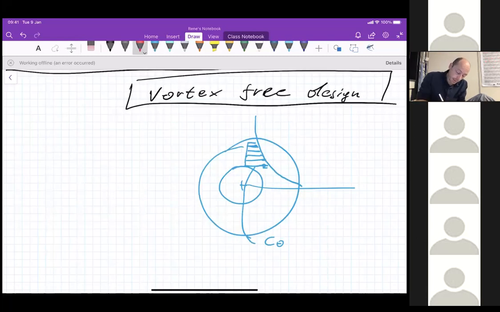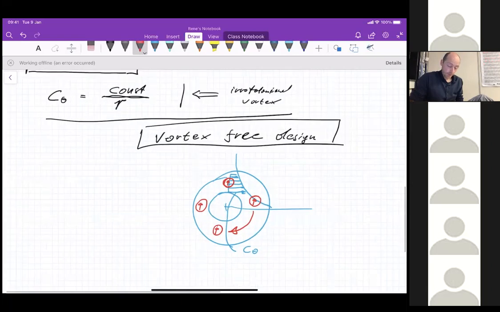But if you put a tennis ball here, and you paint an arrow on the tennis ball, and the arrow points up. If you put the tennis ball inside this flow, the tennis ball will just move around this way, but the arrow will always be pointing up. The tennis ball itself is not rotating, and that's why it's called an irrotational vortex or free vortex design.